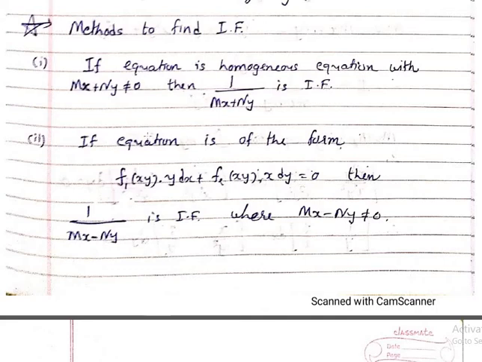In the same manner, if your equation is of the form f1(xy) into y dx plus f2(xy) into x dy is equal to 0, that means some function of xy, with x into y treated as a single variable z, then function f1 is a function of x into y, and in the same manner function f2 is also a function of x into y. So some function of xy into y dx plus some function of xy into x dy is equal to 0, with Mx minus Ny non-zero, then 1 upon (Mx minus Ny) is the integrating factor.